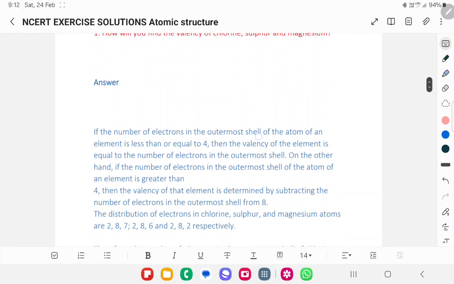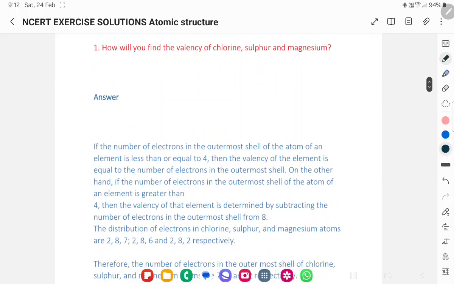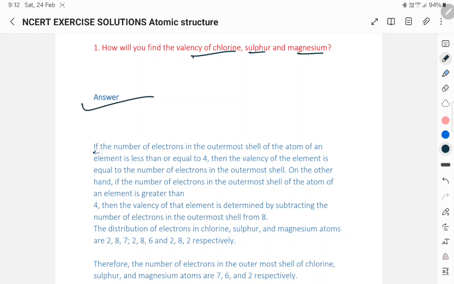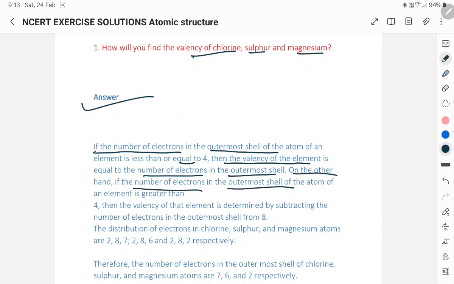Now, next question, how would you find the valency of chlorine, sulfur, and magnesium? So the answer is, if the number of electrons in the outermost shell of the atom of an element is less than or equal to 4, then the valency of the element is equal to the number of electrons in the outermost shell. On the other hand, if the number of electrons in the outermost shell of the atom is greater than 4, then the valency of that element is determined by subtracting the number of electrons in the outermost shell from 8.